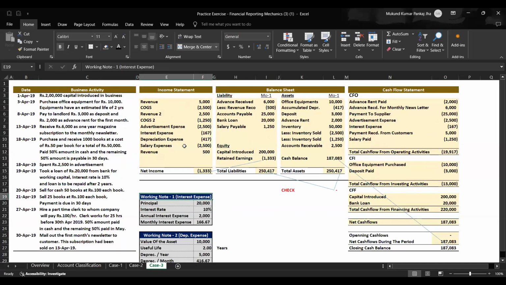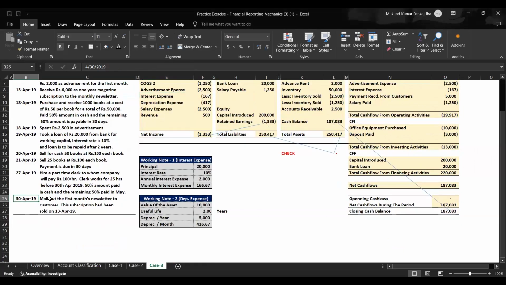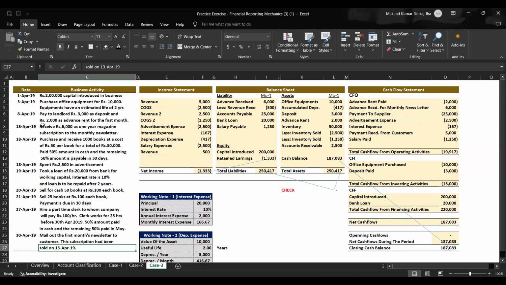Here I am ready with my last entry once again. Mail out the first month's newsletter to the customer. The subscription had been sold on 13th April 2019. So on 13th April 2019, you see 6,000 was received in advance for the next 12 months of newsletter, out of which the newsletter for the first month has already been sold.